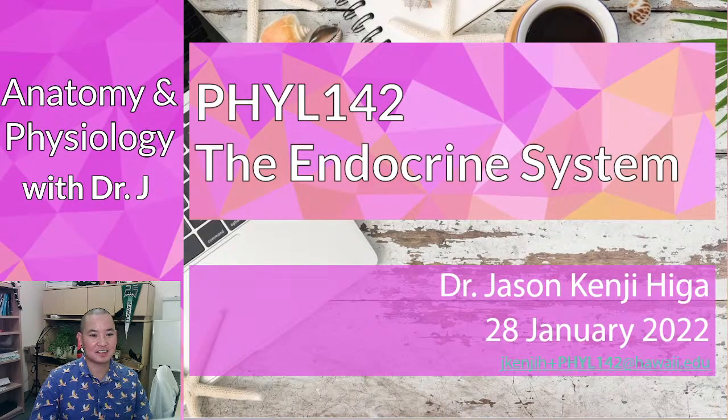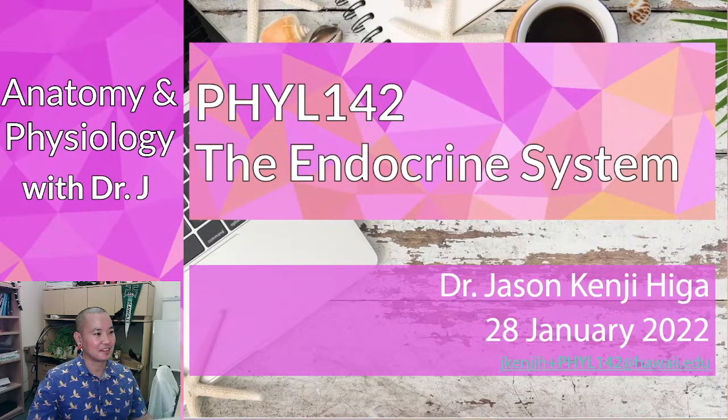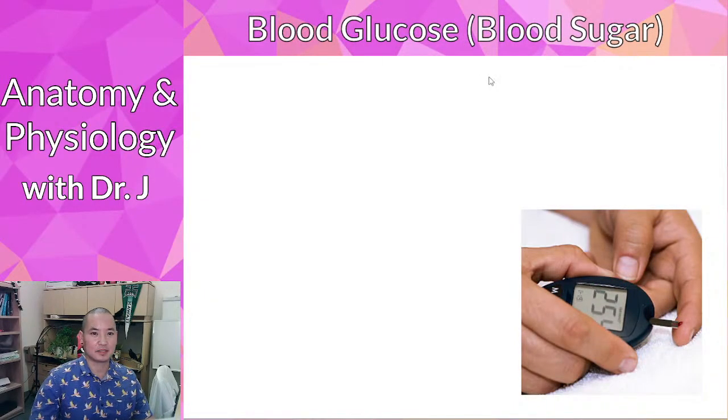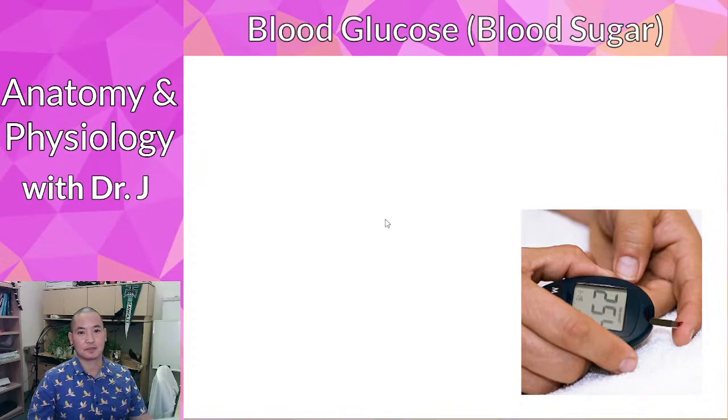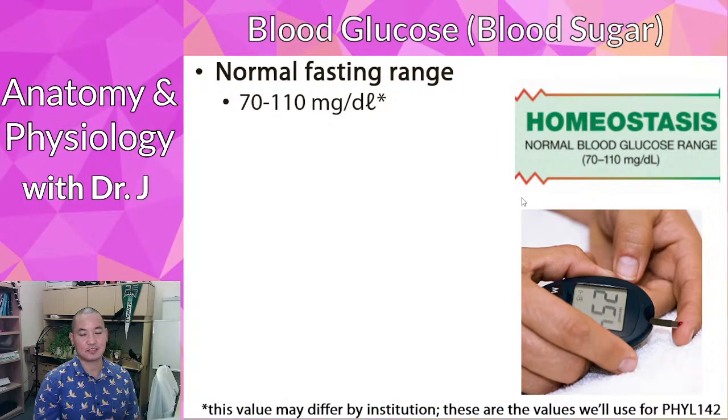So let's start talking about the big topic that was on a lot of your minds in the last lecture. Now a little review. What we have here is blood glucose, commonly called blood sugar, but glucose is the typical sugar they're referring to with blood sugar. What's the normal range we're using for this class? We are using these two magic numbers, between 70 and 110.